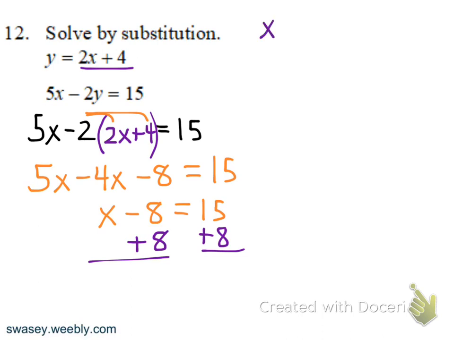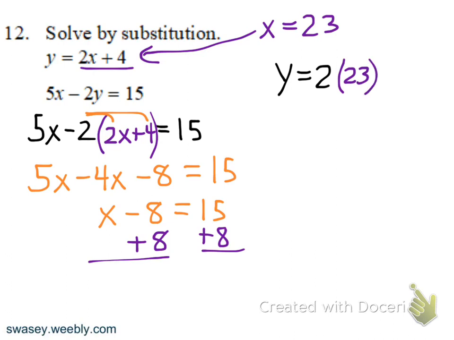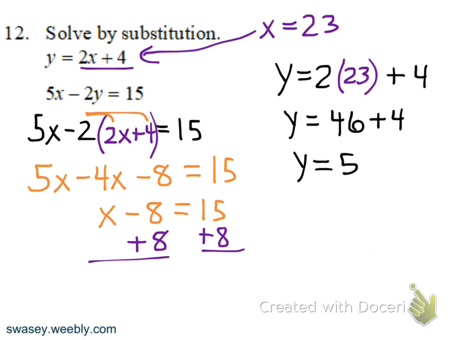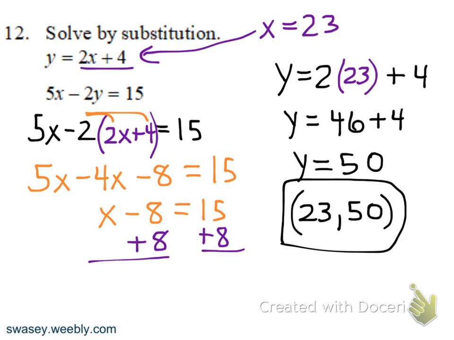So we have x equal to 23. Now we need to find y, so we'll take this and plug it back in. So we have y equals 2, and then instead of x, put 23. Finishing the rest of that out, plus 4. Multiply, you get 46, and then add, you get 50. Put it together as an ordered pair, x then y.